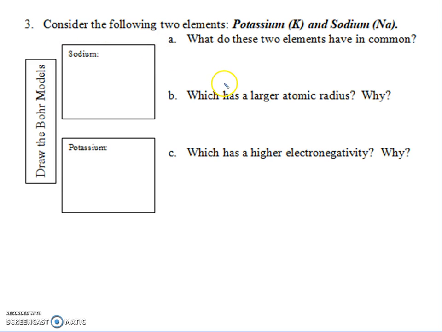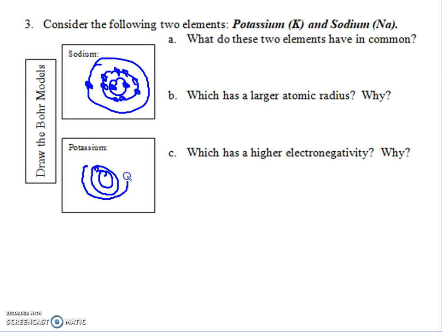Okay, number 3. So sodium is going to have 3 shells. 2 on the inner one. This one's full. And then 1 here. And then potassium is basically the same thing, except it has a 4th shell. The 4th shell is the one that only has 1. Okay, so let's see if I can do this without being too sloppy. And then we need 8 more. Okay, so that's potassium.